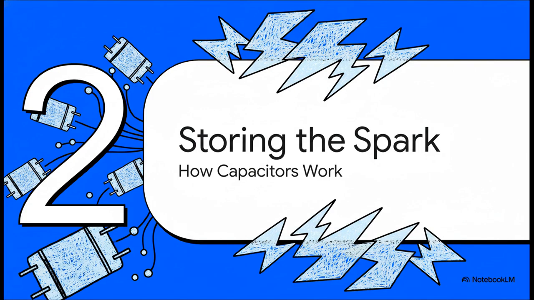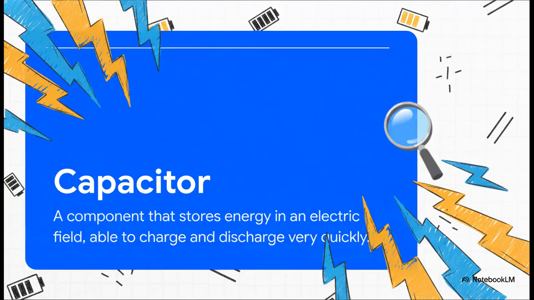Okay, so now that we've got the rules of the road down, we can start looking at the actual components. And first up is a device that's designed for a very specific, very important job: storing energy. So let's talk about storing the spark and how capacitors work. A capacitor, at its very core, is an energy storage device. It holds onto that energy in an electric field, almost like a tiny rechargeable battery.